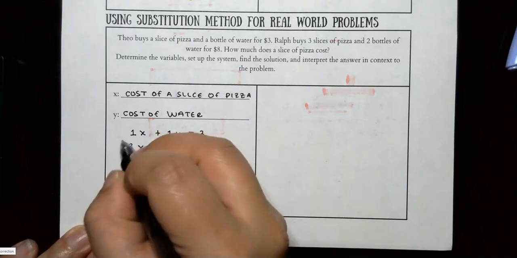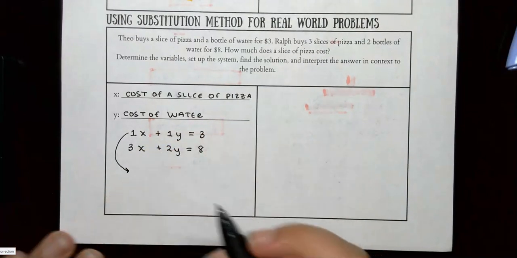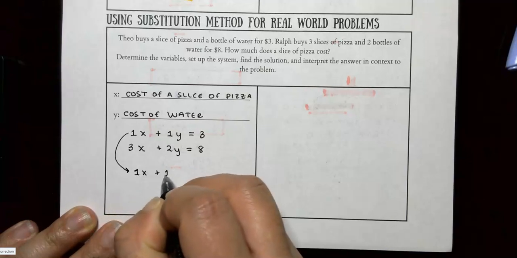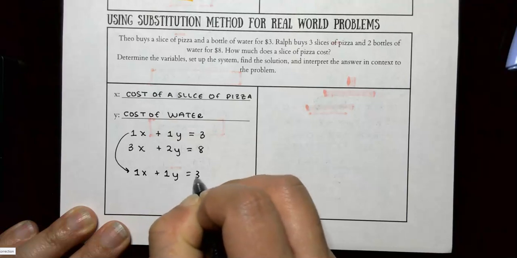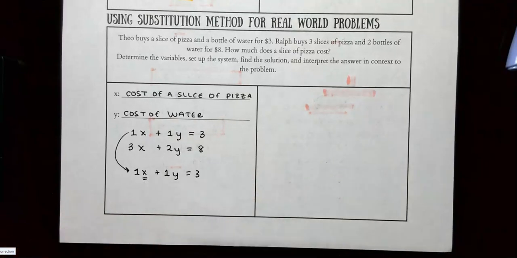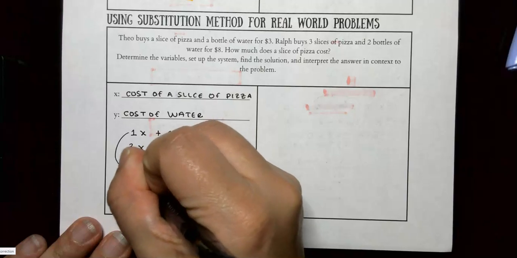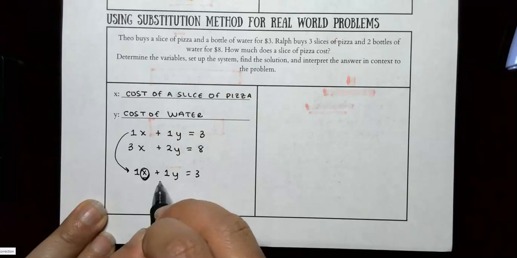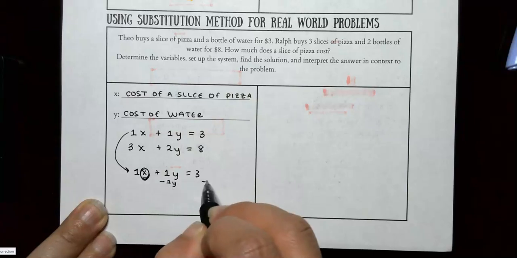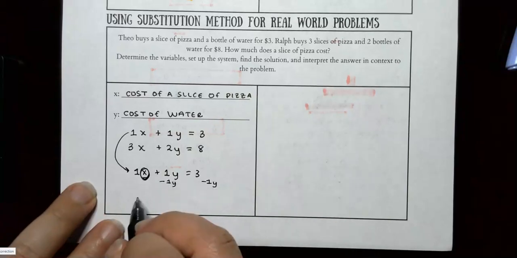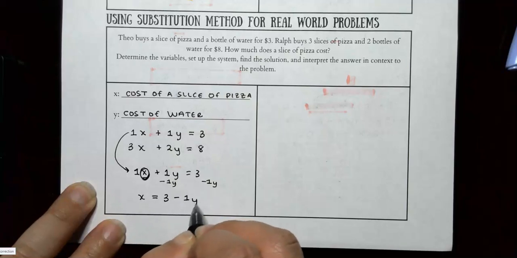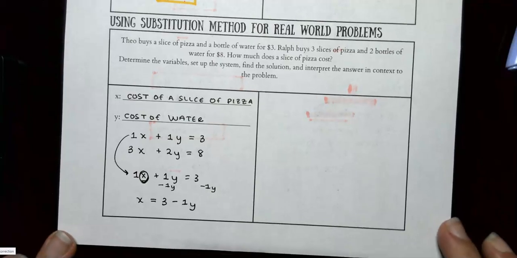So I'm going to write this equation a little bit below so we can actually solve it. 1x plus 1y is equal to 3. And because we're solving for X, I'm going to circle it to remind you we're solving for X. Let's subtract 1y from both sides. Carry the y with it. So we have X is equal to 3 minus 1y. This is what X is equal to.